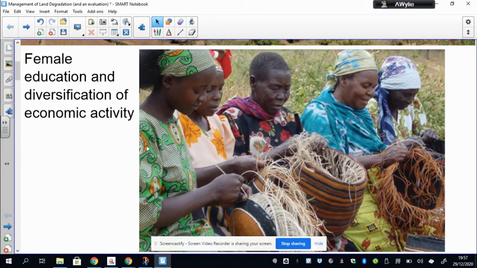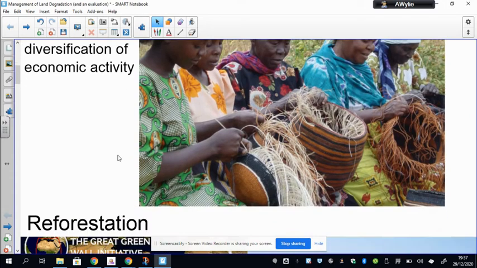But clearly, how does it solve land degradation? Because the women are earning income from other things, and therefore they're not over-farming the land as much because they don't need to. And therefore land degradation is reduced. So there's solution number two.